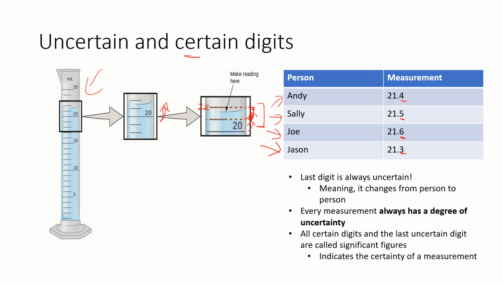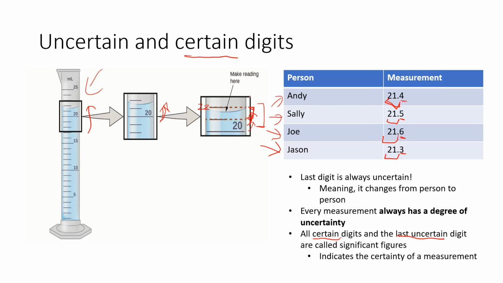The certain digits, okay, is the 21 over here. Everyone who takes this measurement, whether it's you, me, Joe, Sally, Jason, Andy, will always get 21. Okay, we're always going to have that because everyone can tell that the water is past the 21 tick. We just don't know if it's 21.4, 21.5, etc. When we're recording measurements, we always record all the certain digits and the last uncertain digit.